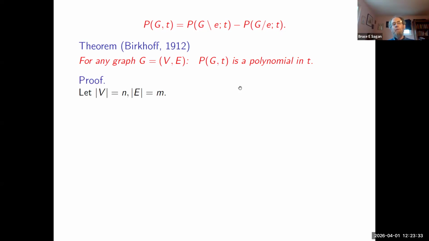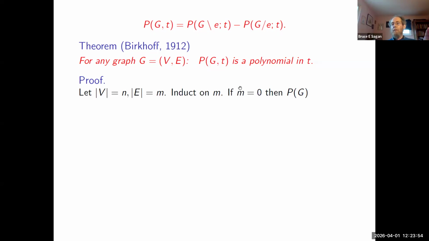Okay, so suppose we've got n vertices and m edges. What's the smallest number of edges we could have? Zero, right? We don't need any edges, just vertices running around. So that means we'll just have n isolated vertices. What does the chromatic polynomial look like in that case?